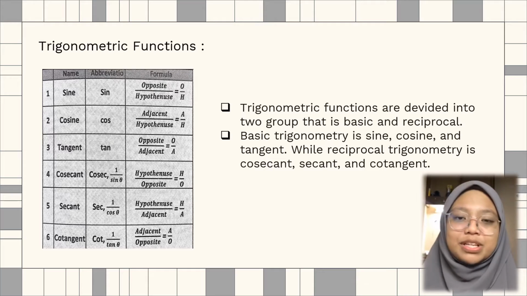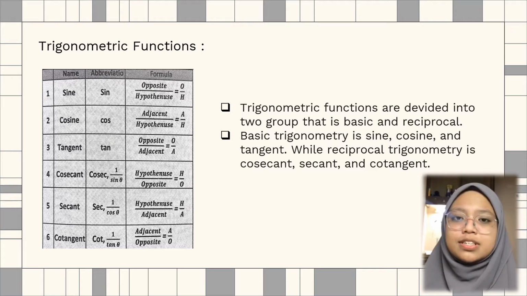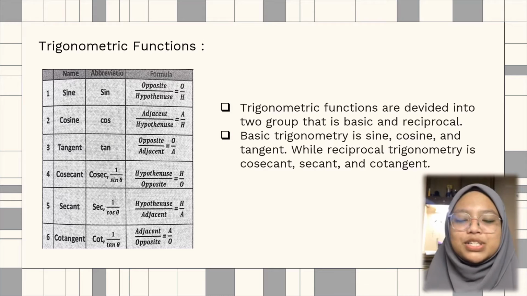In trigonometry, we also have trigonometric functions. Trigonometric functions are divided into groups: basic and reciprocal. Basic trigonometry is sine, cosine, and tangent, while reciprocal trigonometry is cosecant, secant, and cotangent.